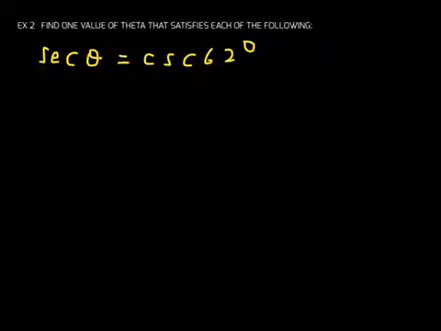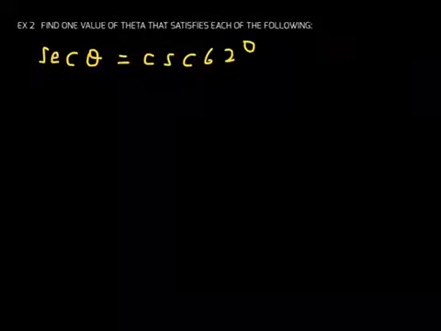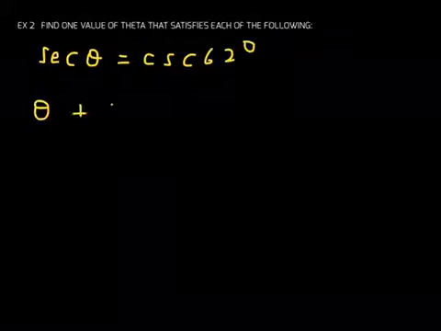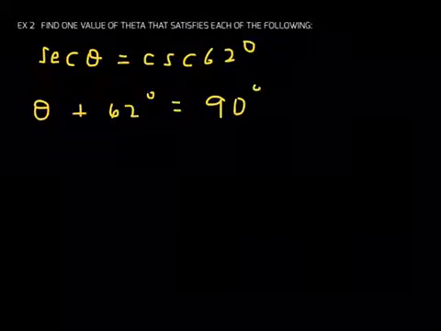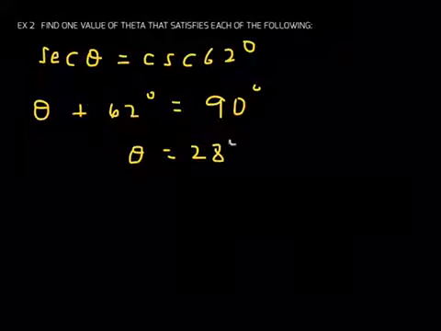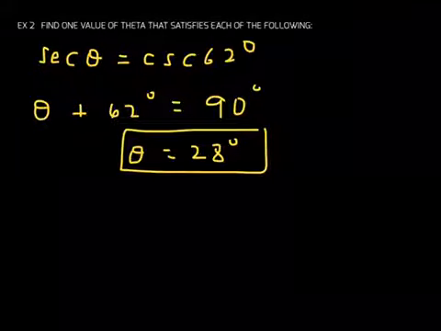That is to say, secant of theta is equivalent to cosecant of 62 degrees if and only if theta and 62 degrees are complementary. So what I can do is take theta and say theta plus 62 degrees must be equivalent to 90 degrees. That's the only way this statement holds any water. When I subtract 62 degrees from both sides, I get my answer of 28 degrees. All right, cool. That's the value of theta that makes this statement true. All right? Good job, you guys. Let's look at another example.